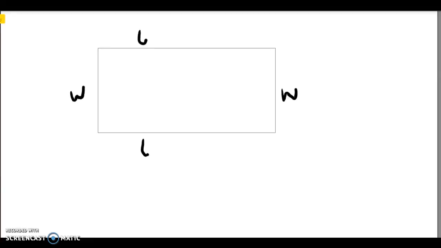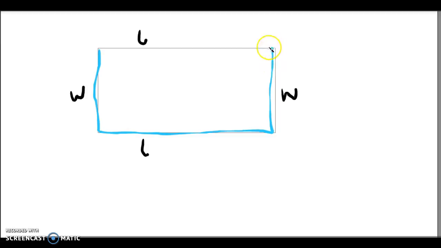Hey mathematicians, I just wanted to take a couple of minutes to talk to you about the different ways to write the perimeter formula. So the definition of perimeter is the distance around a shape. If I were walking and I started going down this line and I turned the corner, turned the corner again, and got right back to where I started, how far would I have traveled?